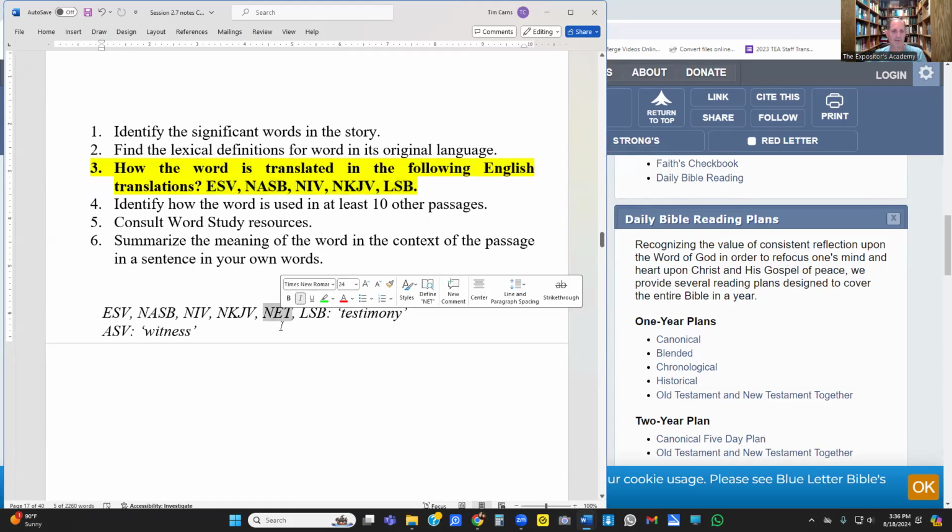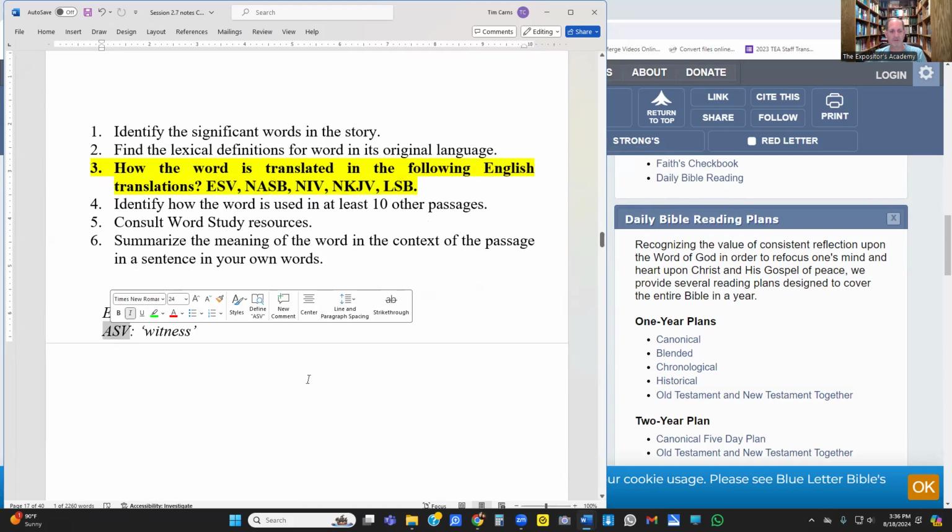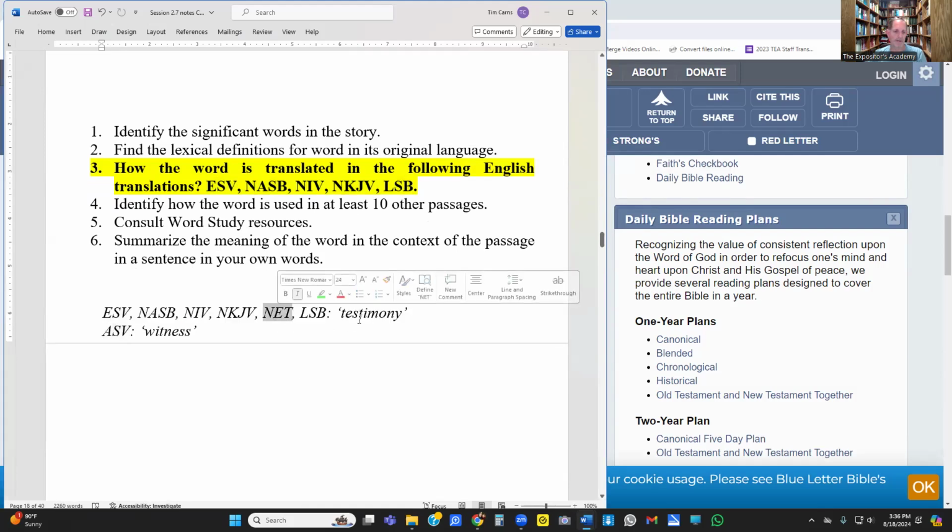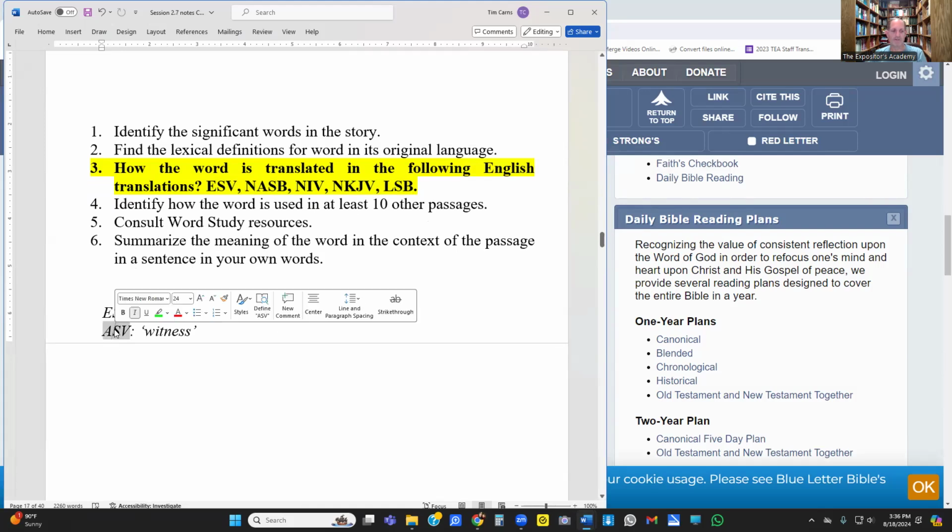Now I added in the Net Bible and the ASV just for some more resources. The Net Bible also translated testimony. ASV had witness. Okay. But basically, all the modern English translations use the exact same word, testimony.